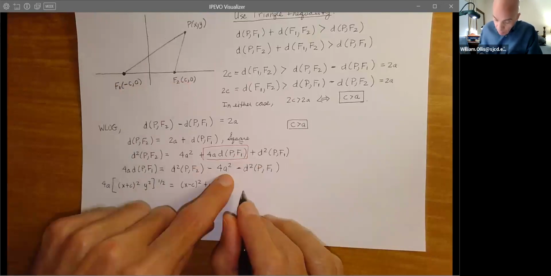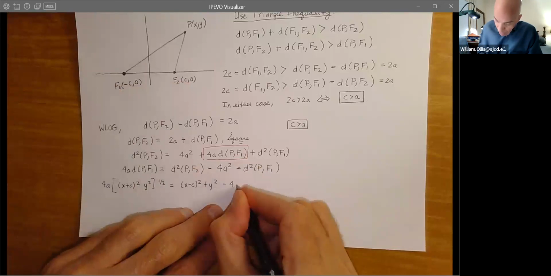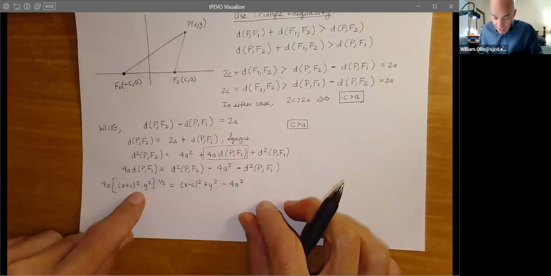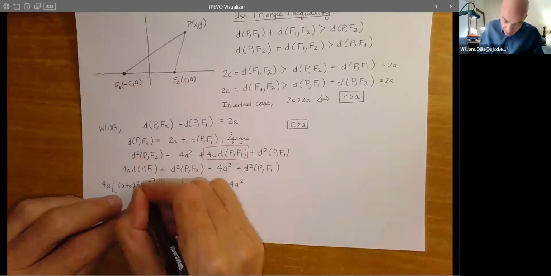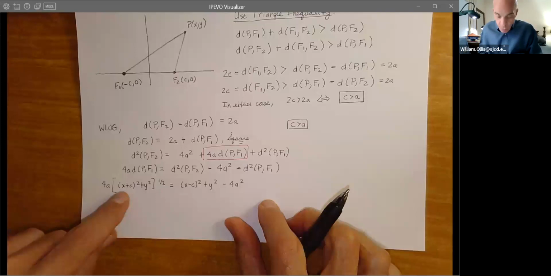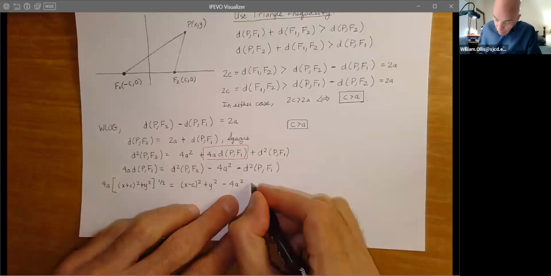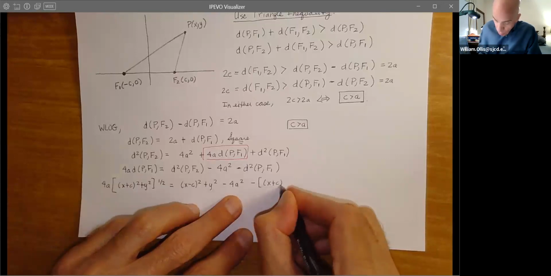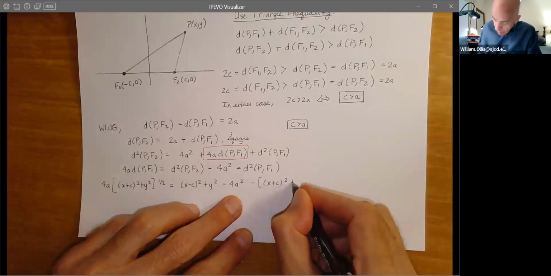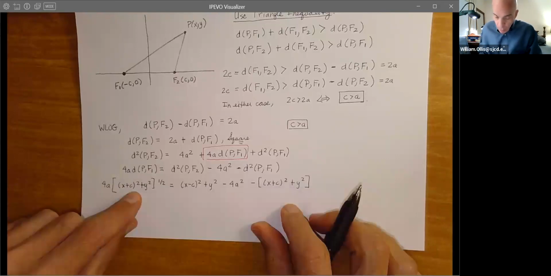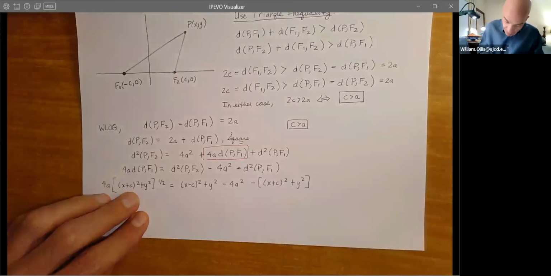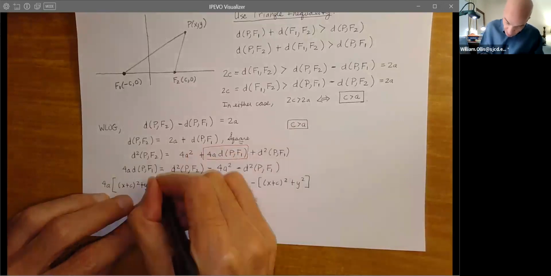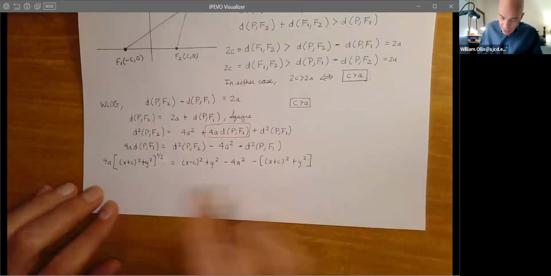And then we have this term minus 4a squared. And then of course here, we'll do the same. We just get this, and of course I need my plus here. This will just be the minus of this without the radical. So we have minus x plus c quantity squared plus y squared. So that term over here without the radical, and let me move this up a little bit so it looks like an exponent. It looks a little bit low. Okay, so now let's just see what we get.